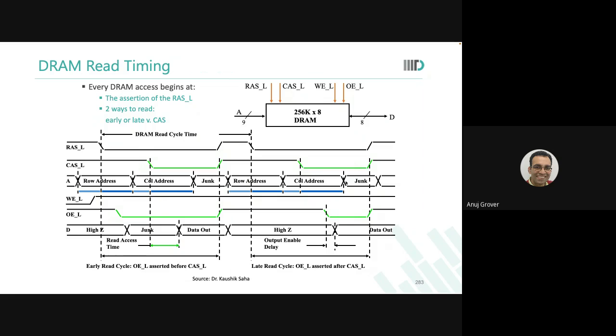The read, the output is enabled before the data will be present in the output. The data can be present as soon as the cell processes the data and it comes out of the flash. But in case of the late read, the output enable is enabled much after the column decoding has happened.